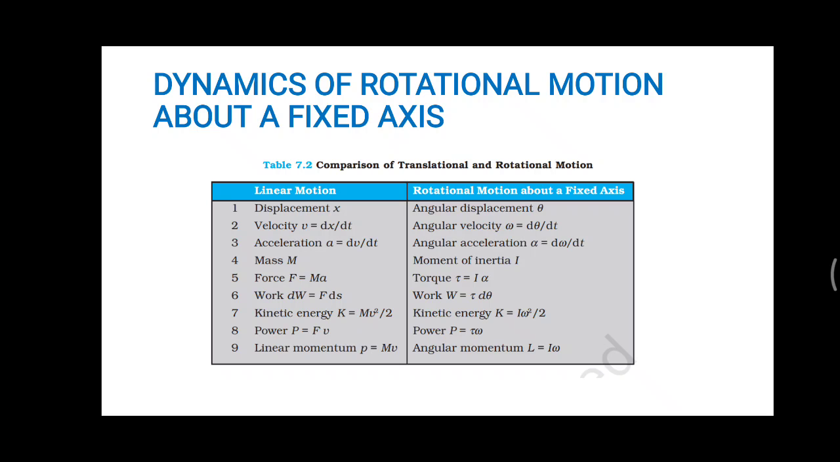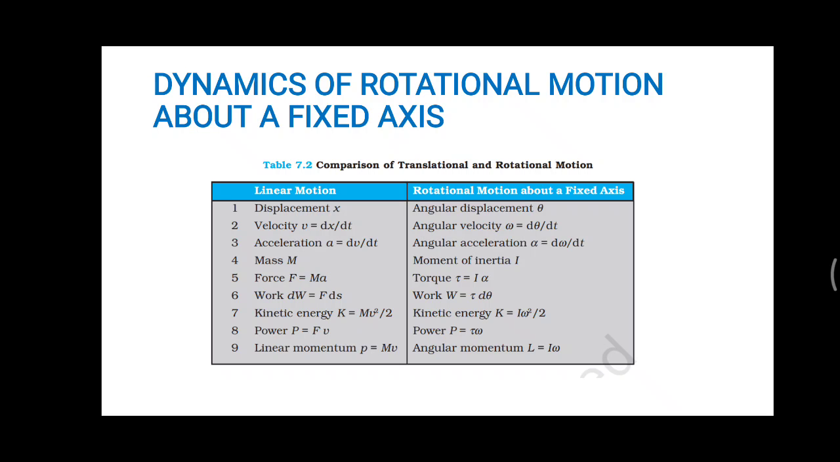Okay. The first one, the displacement. In linear motion, displacement is represented as x. In the case of rotational motion, we consider the angular displacement, that is the angle, so angular displacement will be represented as theta. Now linear velocity v is equal to the rate of change of displacement x. In rotational motion, the angular velocity omega is equal to the rate of change of angular displacement theta with respect to time, that is d theta by dt. In linear motion, v is equal to dx by dt, and in angular motion, omega is equal to d theta by dt, the angular velocity. Okay.